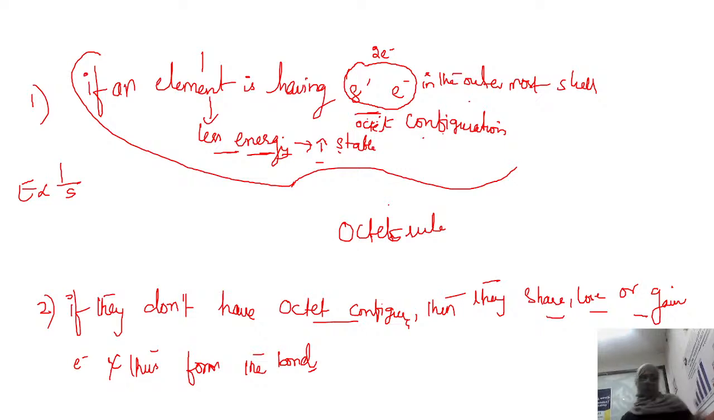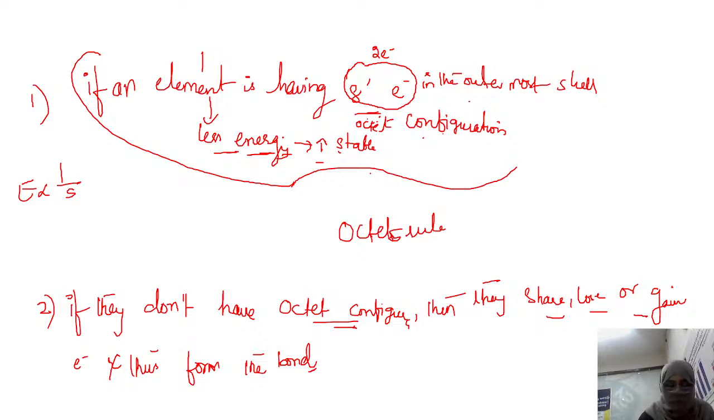So we'll continue the things which we actually left from the octet rule. The octet rule says that there should be 8 electrons in the outermost shell, or for smaller elements there should be 2 electrons in the outermost shell, to be more stable. The second statement of the octet rule is that if they do not have octet configuration, then the atoms lose, gain, or share electrons, and they become stable. That means they are forming the bond, right?